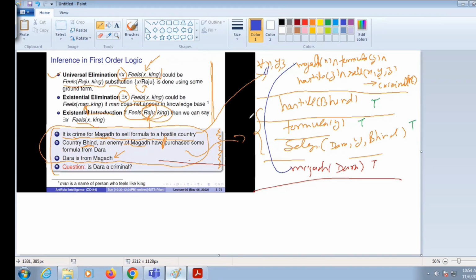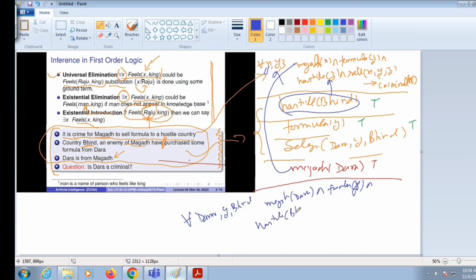By this I can find out that this becomes X for every Dhara. And what is Y? Y is a formula, I know that Y is a formula. What is Z? Hostile Bhind, hostile Z. It means that if I write here Bhind, I can say Magad Dhara, formula Y, hostile Bhind, and sell Dhara Y Bhind implies what? Criminal who? Who is this X? Dhara.